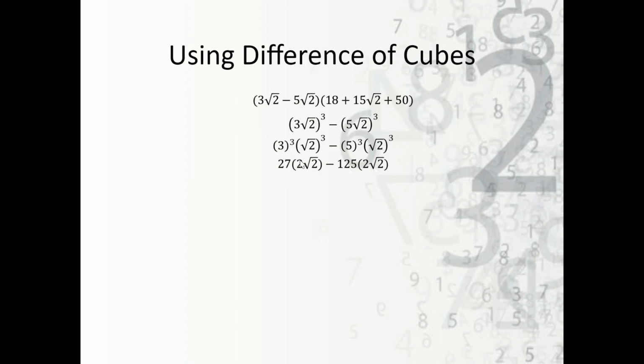So now we just combine these. 27 times 2 is 54 square root of 2, and 125 times 2 is 250 square root of 2. Now we just combine these like terms. So we get 54 minus 250, which is negative 196 square root of 2.